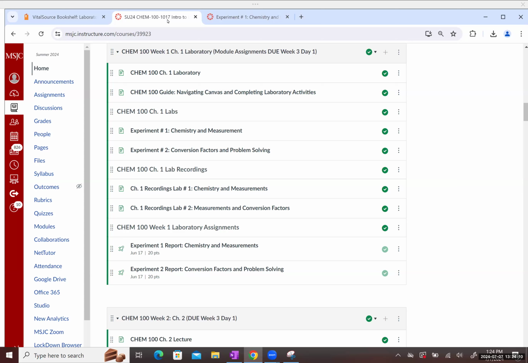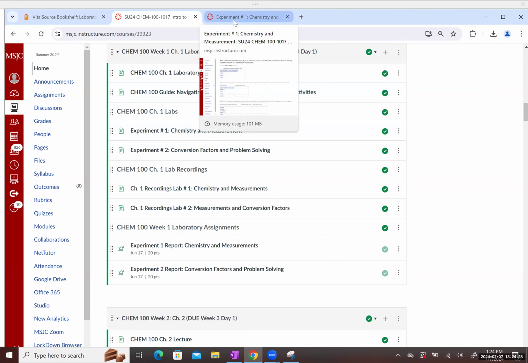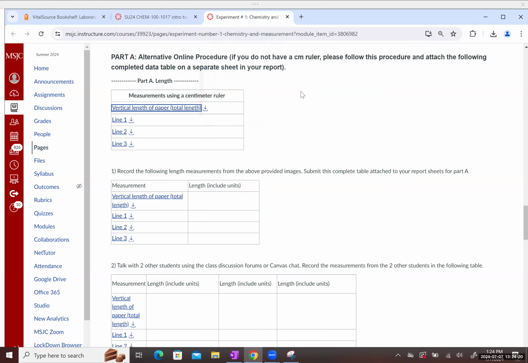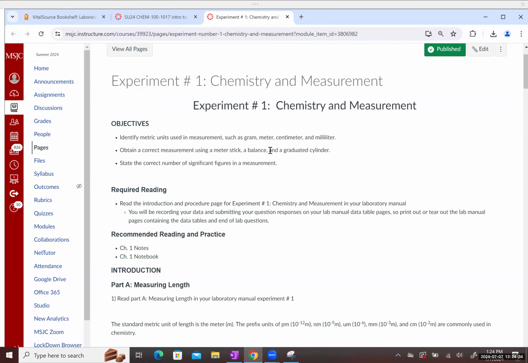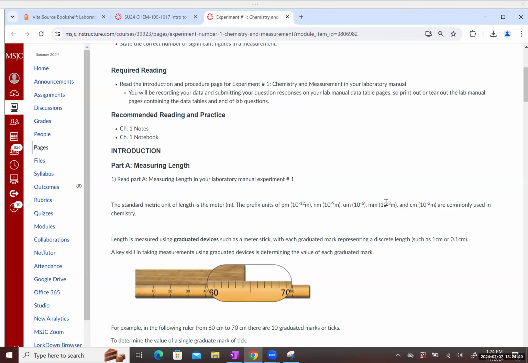So here we have the course Canvas shell. We are looking at the laboratory module, and the first few labs that we're working on include experiment 1 and experiment 2. We're going to focus on experiment 1, and I'm going to open up that lab page. So this is what the lab page looks like. It has the experiment title, some recommended reading and practice, as well as some required reading, and an introduction section.